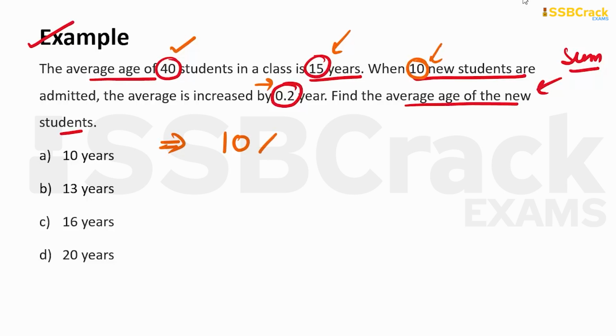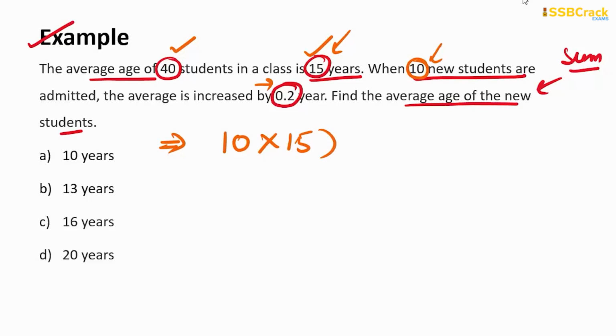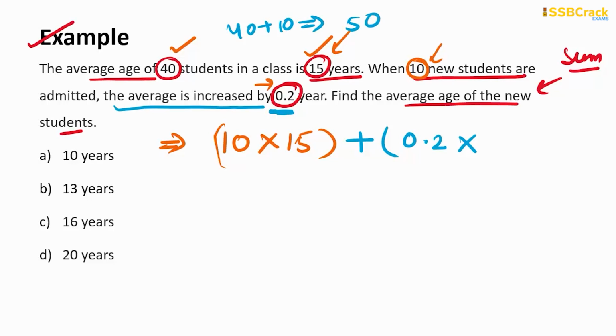So firstly we have to take 10 multiplied by the original average, and the original average is 15 here, right? Then we are adding the quantities, and in the case of adding we have to take the plus sign, and then we have to take the change in the average. The change in the average is 0.2 years, and it is clearly given that the average will be increased by 0.2 years. So the change here will be 0.2 years multiplied by the new quantities, that is 40 plus 10. So our final quantity will be 50, right? Now we have to solve this out.